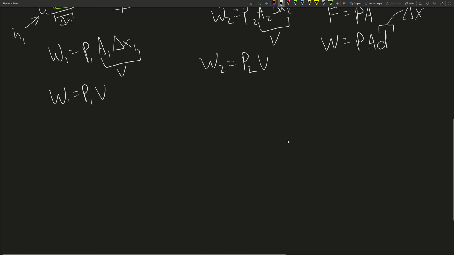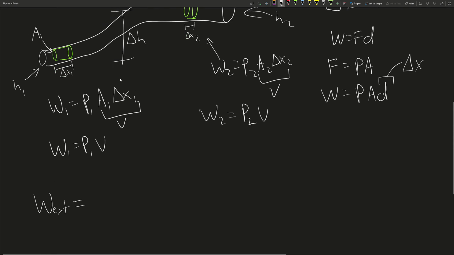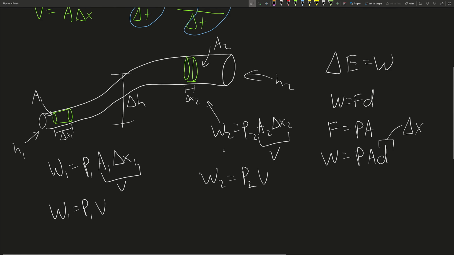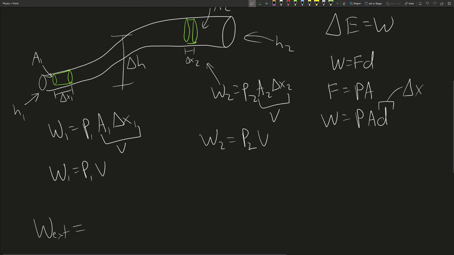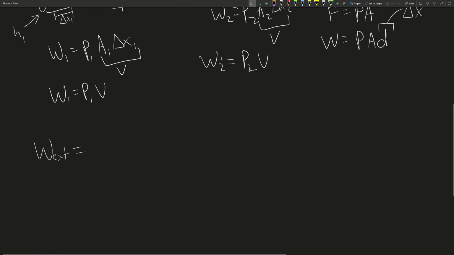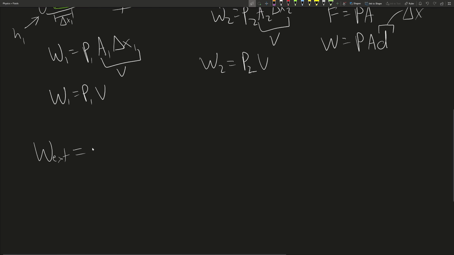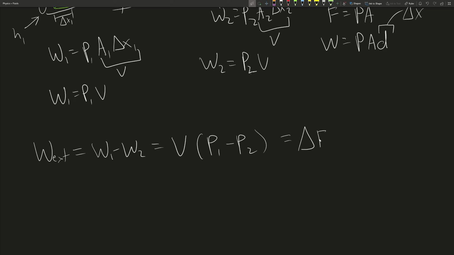And now the net work, so the total work done, is going to be equal to the difference in this, because work 1 is the work we're putting into the system, and work 2 is the work we're doing out of the system. So the total work is equal to work 1 minus work 2, which is equal to volume times P1 minus P2. And we know that this is equal to the change in energy.